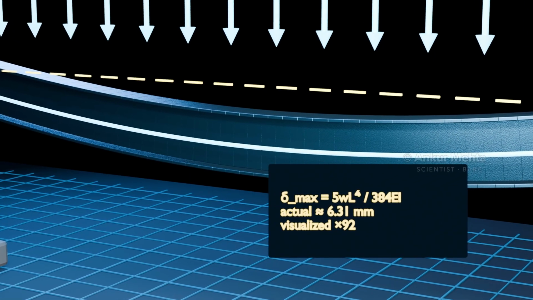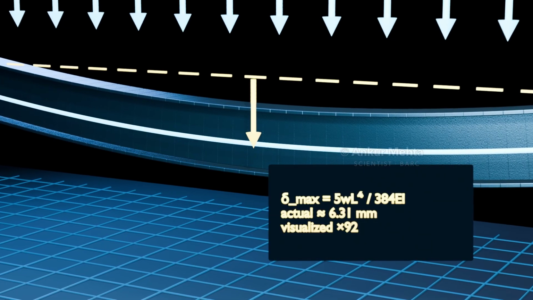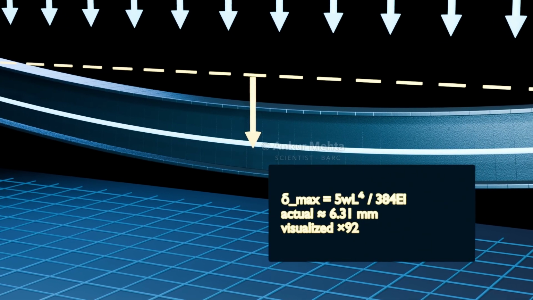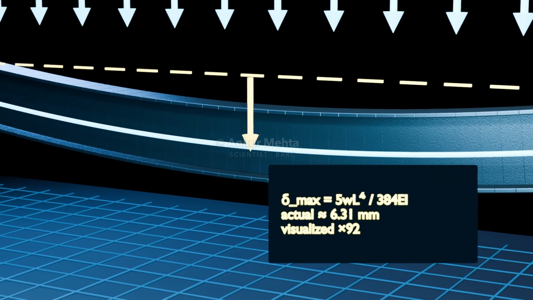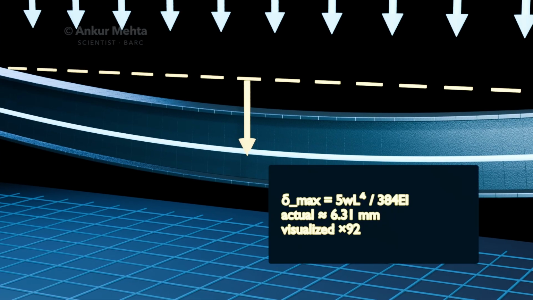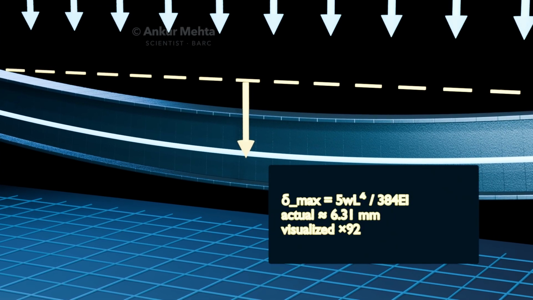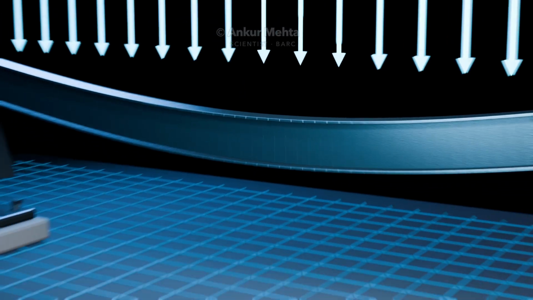For this example, steel is taken as 200 gigapascals and the second moment of area is about 0.002063 meter to the fourth. Euler-Bernoulli beam theory gives a maximum elastic deflection of approximately 6.3 millimeters. The displayed deformation is exaggerated so that its shape can be studied.